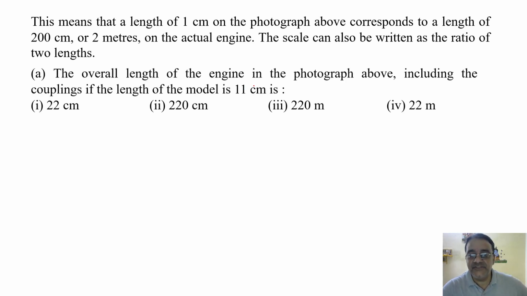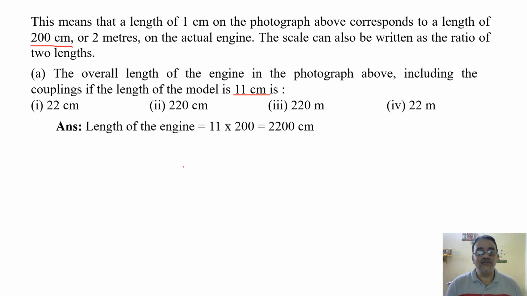So now first question: the overall length of the engine in the photograph above, including the couplings, if the length of the model is 11 centimeters. Already 1 centimeter is given, that is 200 centimeters. So what will 11 centimeters be? 11 into 200. So 2200 centimeters. Okay, that is 22 meters. The correct option is the fourth one. Any doubt in this question? No, sir. Okay. Now the next one.